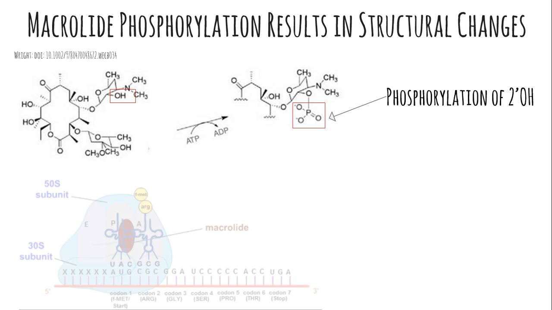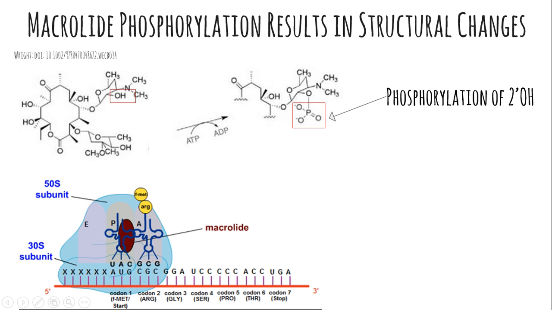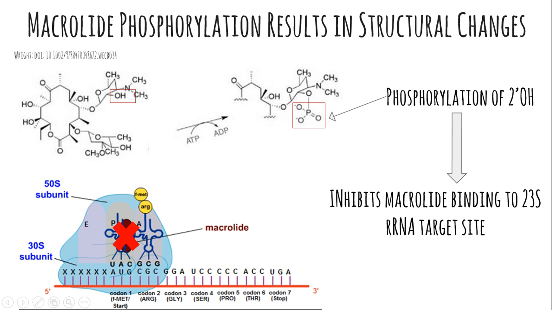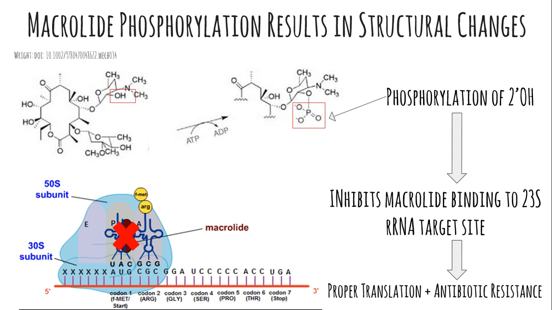So referring back to this diagram, getting rid of that reactive hydroxyl inhibits macrolide binding to the 23S rRNA target site, which then restores proper translation and antibiotic resistance.